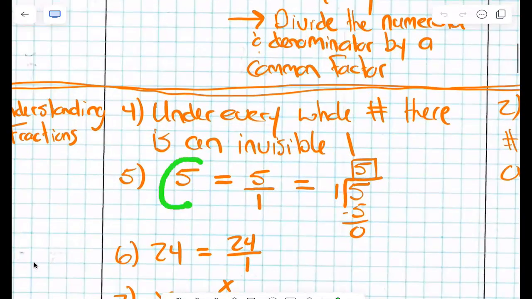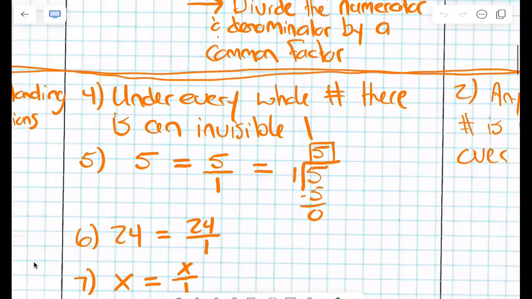Here's the number 5, yes? Every single whole number can be turned into a fraction, can't it? How do you do that? Just add a 1 underneath it. So 5 now is 5 over 1, right? That's a fraction. It's an improper fraction, but it's a fraction, right?